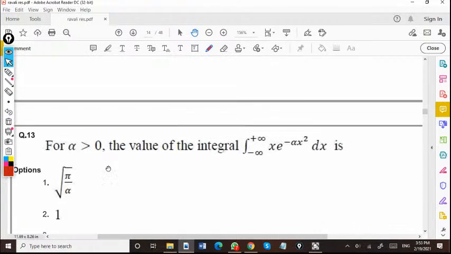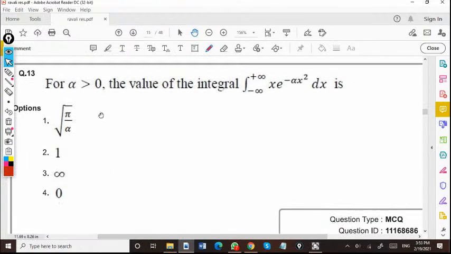Next, for this, after the calculation, you will get 0, because if you work all this out, it will be equal to 0. So next.